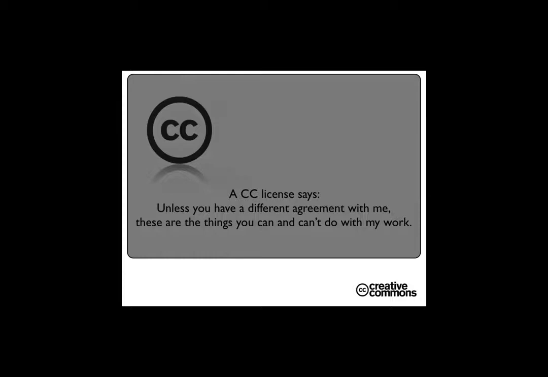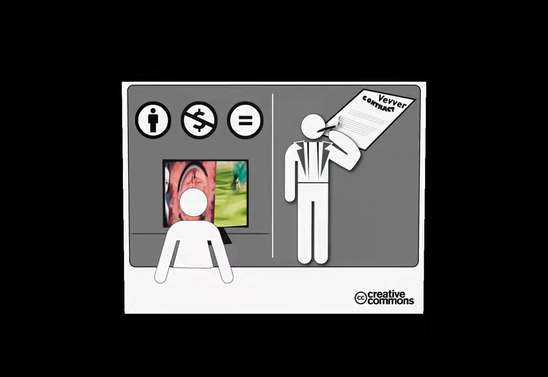The CC license, like copyright law, sets the defaults for anyone in the world. It says, unless you have a different agreement with me, these are the things you can and can't do. And the agreement with Fever is a different agreement. Nothing in the CC license bans you from making this agreement. Indeed, the CC license is non-exclusive. And non-exclusive means you, as the copyright owner, are free to make whatever deals you want with others. The CC license simply sets the default terms for people with whom you don't have an agreement.